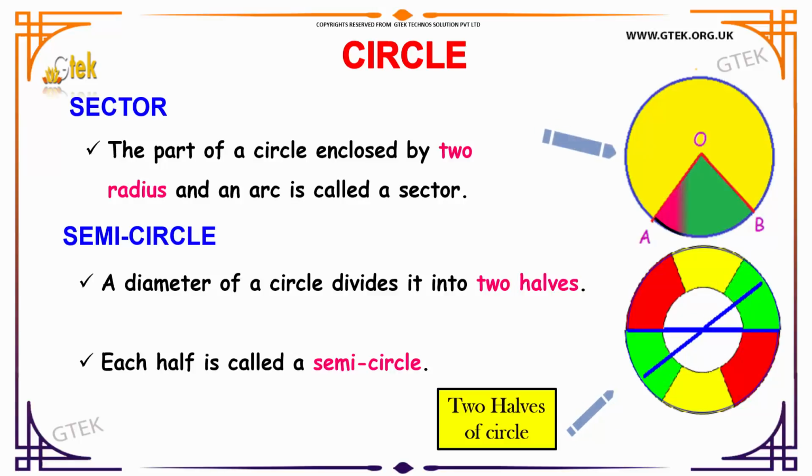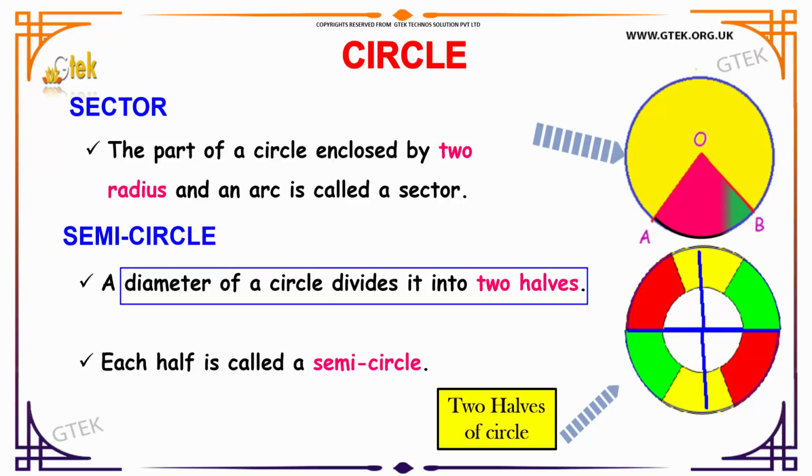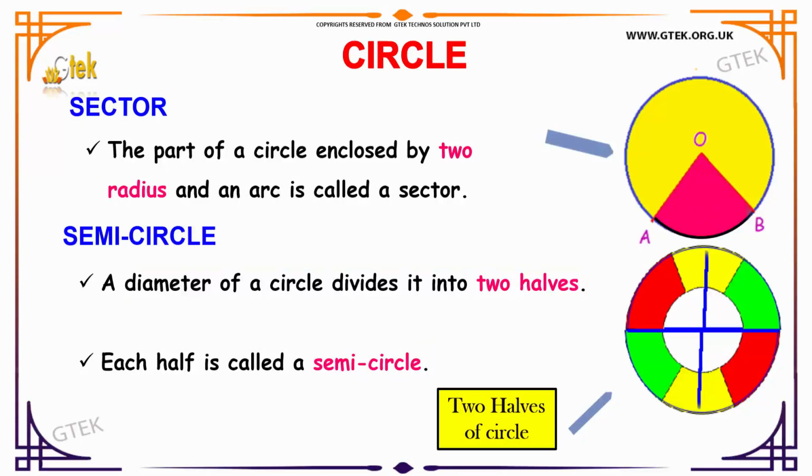What is meant by a semicircle? The diameter of a circle divides it into two halves, and each half of the circle is known as a semicircle. So the two halves of the circle can be separated and it is known as the semicircle.